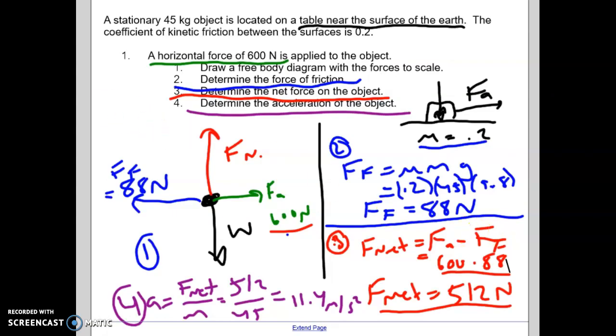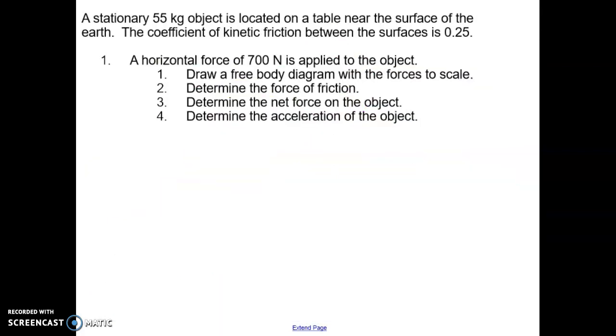You can pause your video and solve that problem right there. I'm going to pause and set up the next problem that we're going to go over today. I'll be right back. All right, we're back with the next problem.